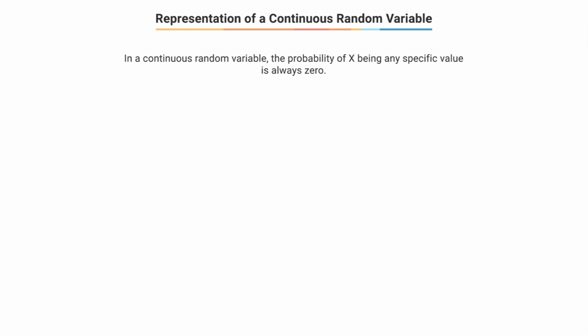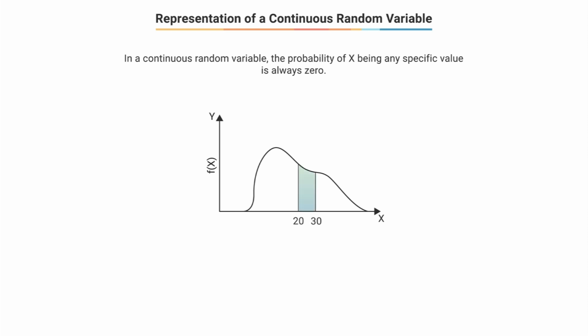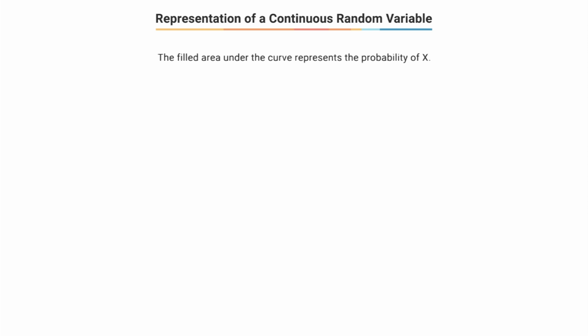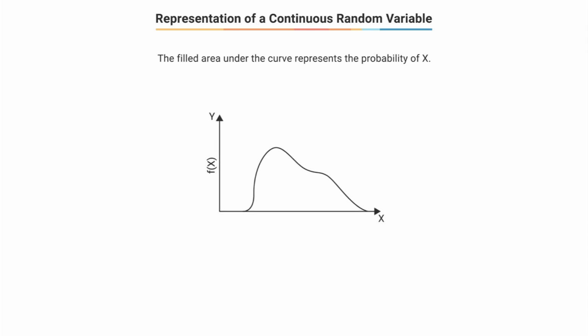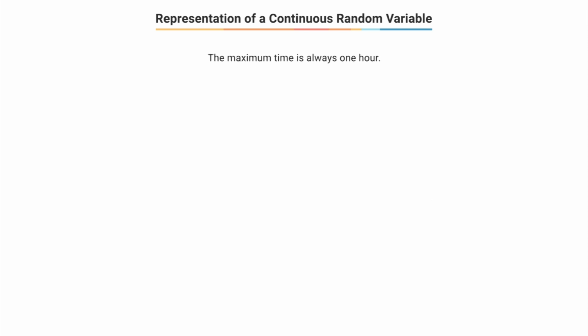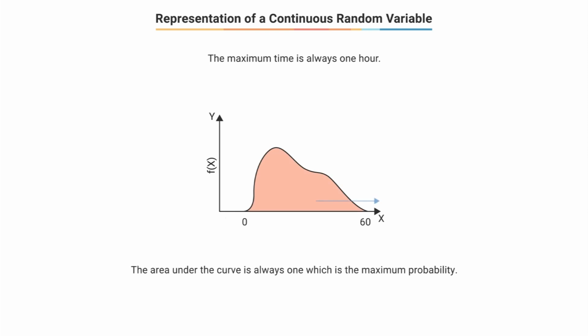So instead, what we do is measure the probability of x lying in a certain interval. Let's take an interval from 20 to 30 minutes. The way we'll find this probability from the graph is that it will be the area under the curve between 20 and 30 minutes. So the area that has been colored in the plot is the probability that x lies between 20 to 30. Now let's assume that the maximum time is always 1 hour, and any time above that is not considered in our data, as that scenario is extremely rare. Then the commute time can range anywhere from 0 to 60 minutes. Thus, the random variable x will range from 0 to 60 minutes, and the total area under the curve from 0 to 60 will be 1, which is the maximum probability of x.